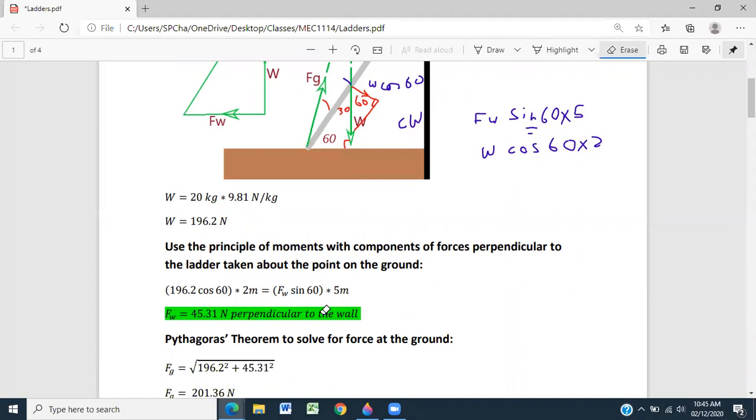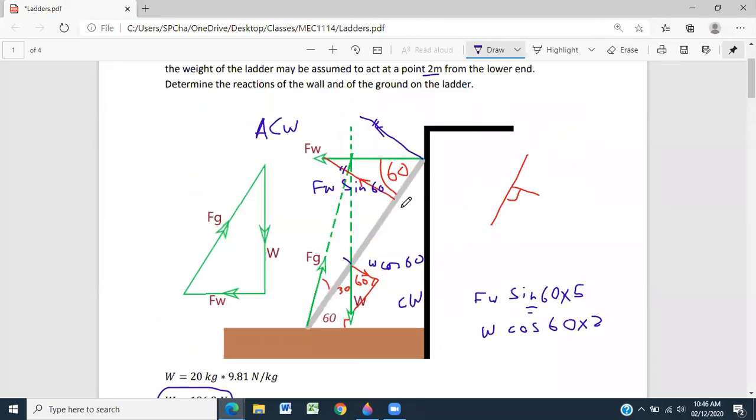Now, we don't know FW, but we know weight. We calculated weight, just 20 kgs times 9.81. So this is weight. And then using this equation, very easily, we can solve for FW. Okay, and we solve for that, and FW is 45.31 newtons perpendicular to the wall, because we also need direction. Perpendicular to the wall. Make sure we say that. FW here, perpendicular to the wall.